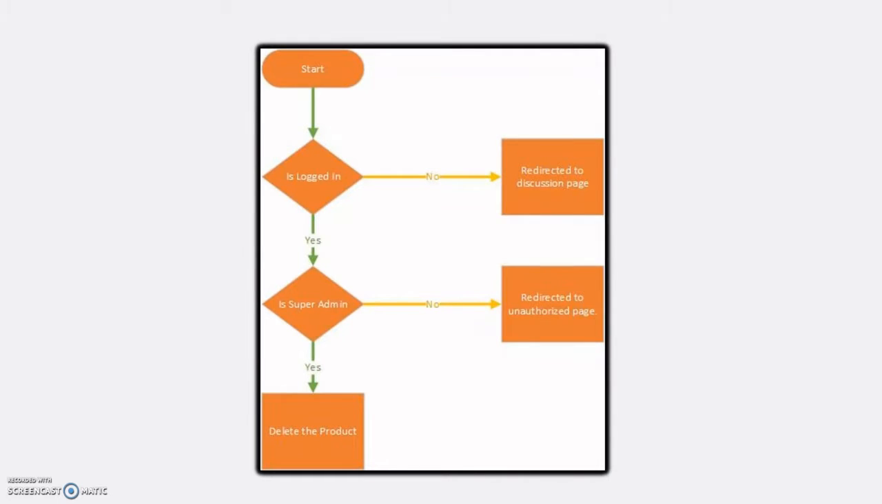This is the decision diagram to check to see if the user is super admin. We first check to see if the user is logged in. If not, they're redirected to a login page. We then check to see if it's a super admin user. If not, they're redirected to an unauthorized page. And if they are, we delete the product.